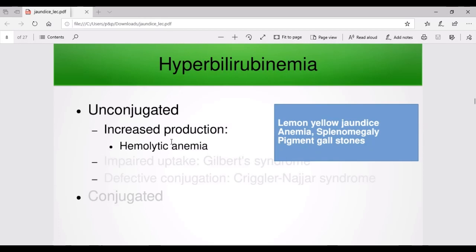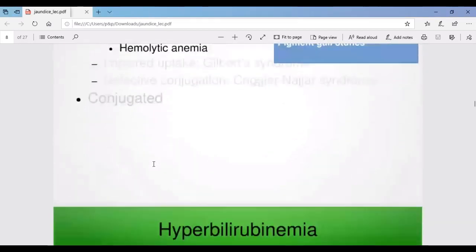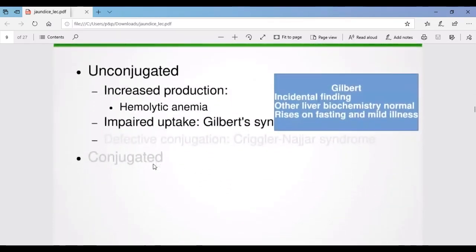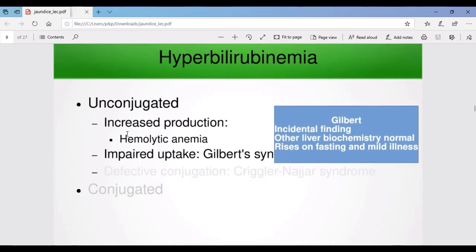The second cause for unconjugated hyperbilirubinemia is when the production is normal, but we have impaired uptake by the liver. The production is normal, but the liver doesn't take up the bilirubin, and this is what we call Gilbert syndrome. We find it incidentally in adults. It's an incidental finding. Usually, this adult person does not complain of anything.